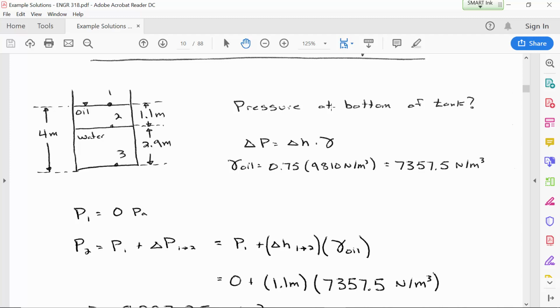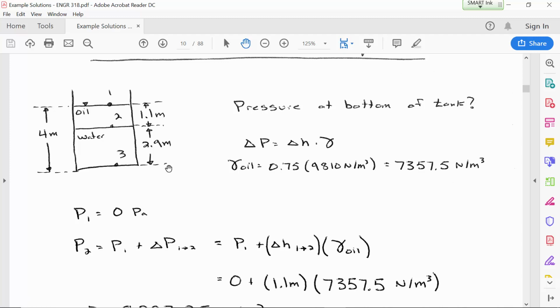First of all, at the interface of the air and the oil, because we're talking about gauge pressures, P1 is 0. And then P2 is going to be whatever the pressure was at 1 plus the delta, so plus the change. And so P2 is 0 plus 1.1 meters of oil.